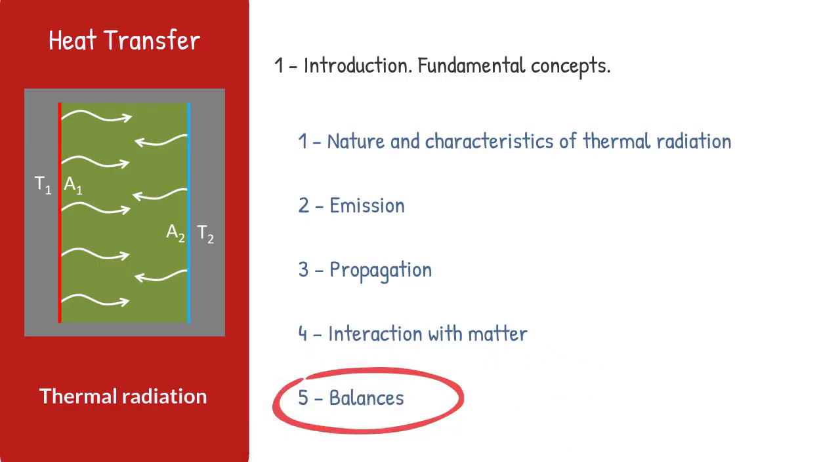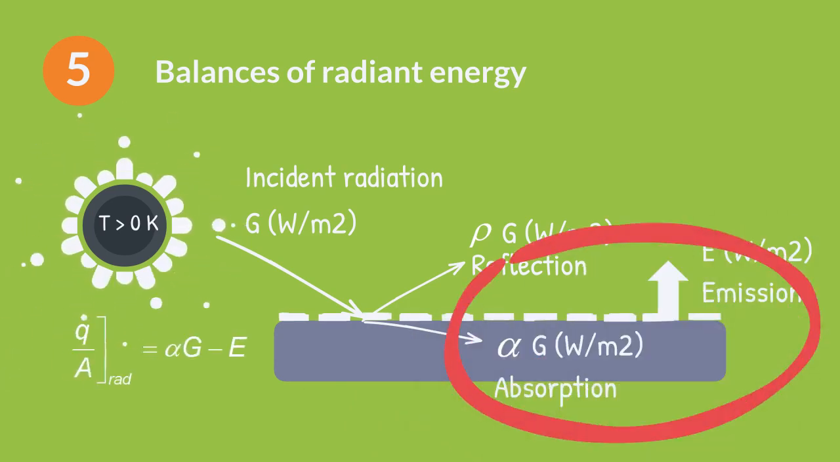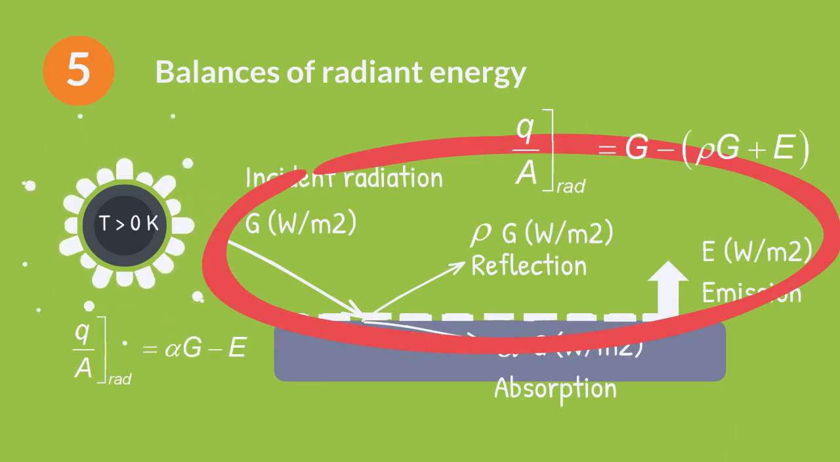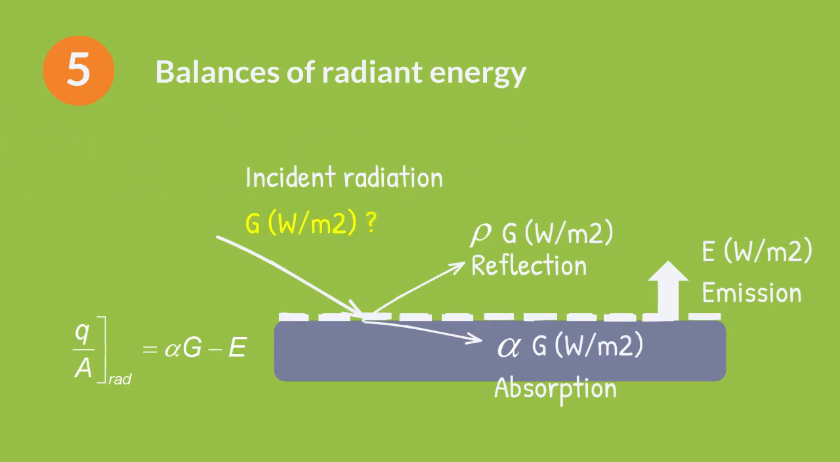The final step in building a mathematical model of radiative heat transfer between surfaces is to make energy balances. We make an energy balance on the surface. The net flux is the absorbed flux minus the emission flux. Or, from another point of view, the irradiation minus the reflected flux and the emitted flux. But the calculation of the net flux of radiation on a surface requires knowing the irradiation, G. We must know what radiation flux reaches a surface from the rest of the universe.